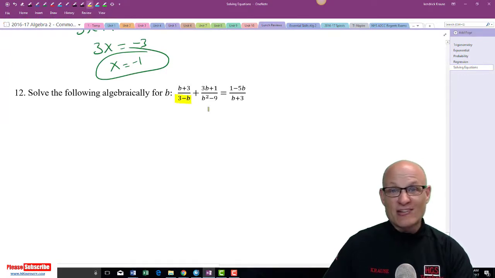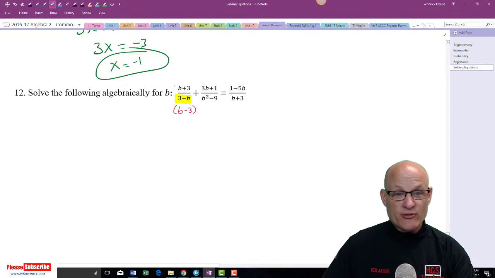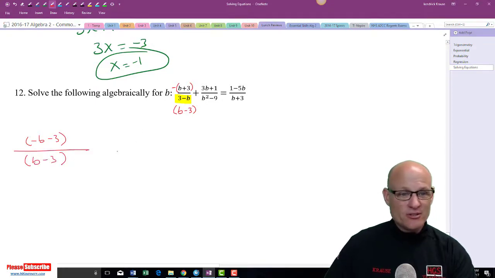It's backwards. And as soon as I know that's backwards, not only is it backwards, I got to turn it around to b minus 3. I got to introduce that negative up here to both of these. So I'm going to rewrite this as negative b minus 3 all over b minus 3. No, they do not cancel.